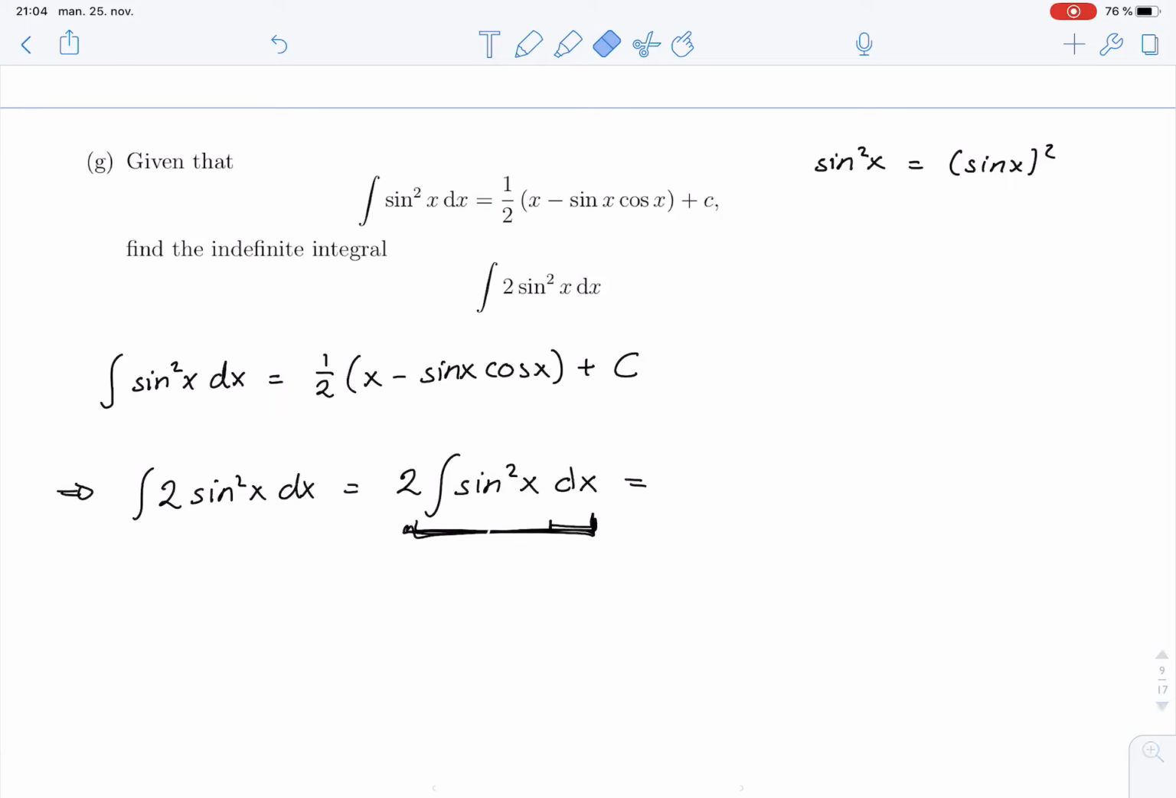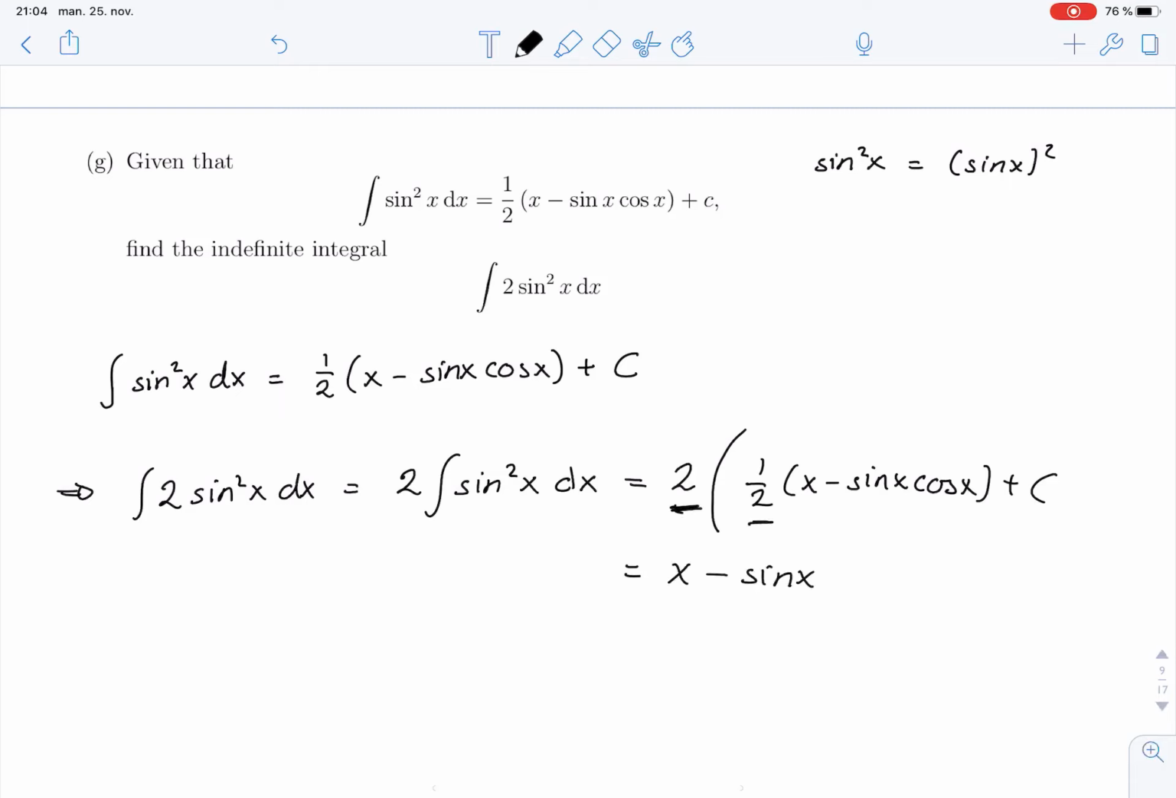So this will then be 2 multiplied by all of this stuff here. Which would be, if you take 2 times the half, you get 1. So you get x minus sinus x cosinus x plus 2c. And you could exchange this for another c if you want. So this is a very, very simple subtask, but it looks difficult.